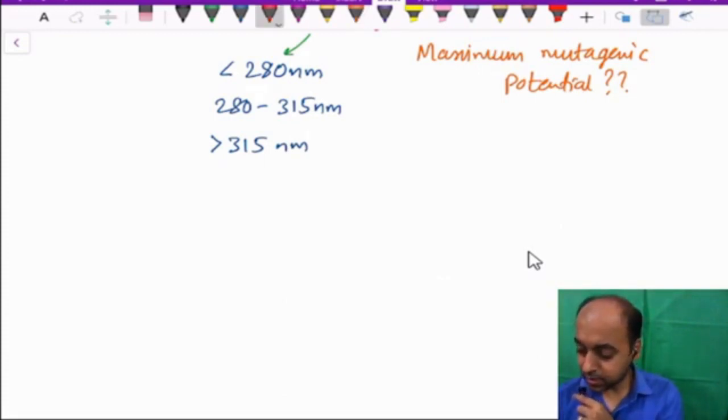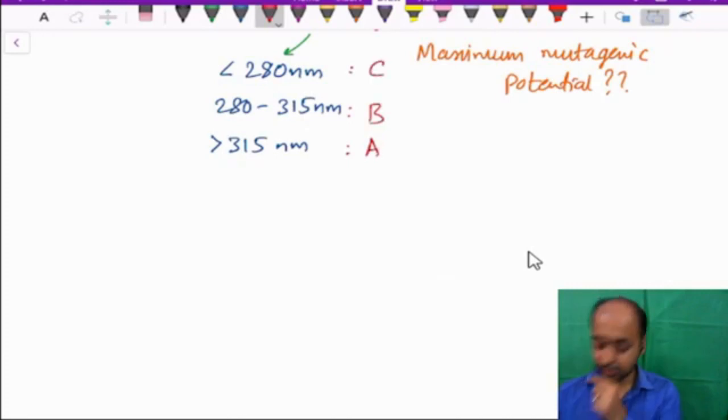Please note that these are subsequently labeled as the type A, B, and C. So you can give your answer in terms of A, B, and C, which is going to have the maximum mutagenic potential.